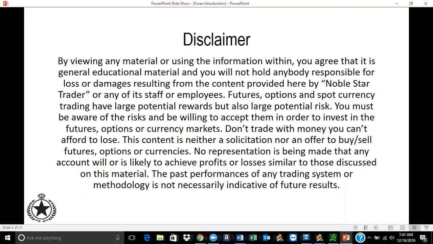Some people are gamblers. They bet big and think they're gonna win big. They're not managing their risk in their accounts properly. They're over leveraging their account.